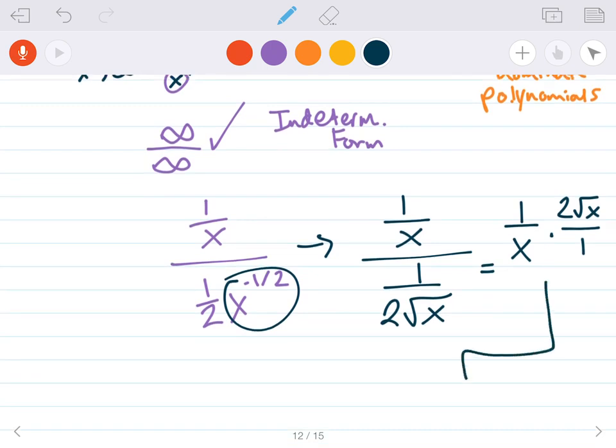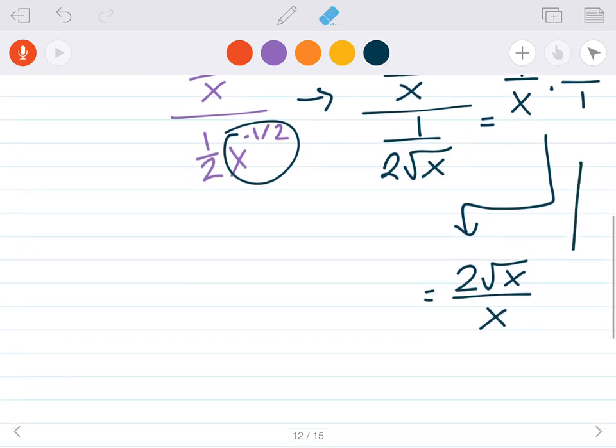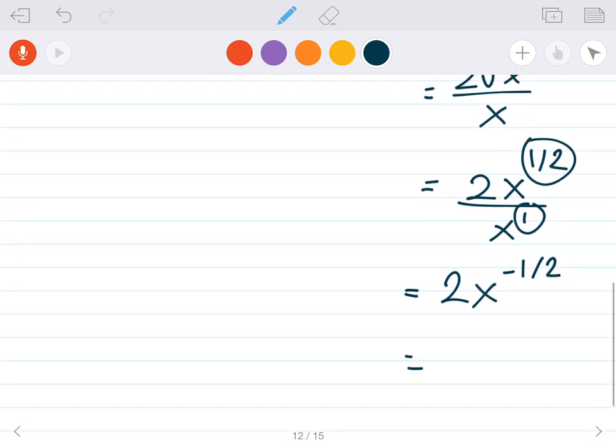All right, maybe I'm running out of room here. So multiplying straight across, I get 2 root x over x. And remember, if I'm going to actually change this back to 2x to the 1/2 over x to the 1. And remember, if I have the same base and I'm dividing, I keep the base and I subtract the exponents. So 1/2 minus 1 is negative 1/2. And so that just leaves me with 2 over the square root of x, basically.